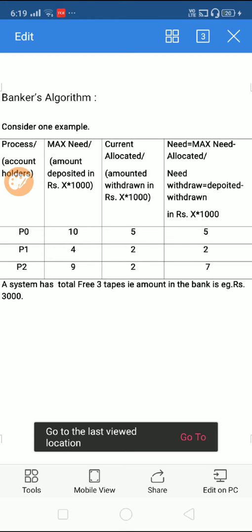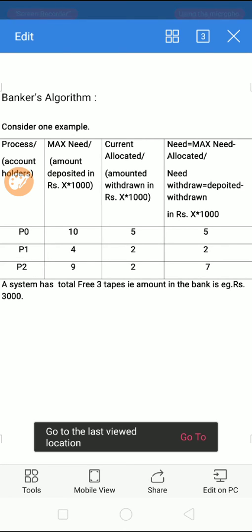Let's discuss Banker's algorithm, which is used for deadlock detection. What it's going to do is treat the resources as the amount deposited in the bank, and the processes will be considered as account holders. For example, here we have three processes P0, P1, P2 that will be considered as account holders. The maximum need is the actual amount deposited by the processes.